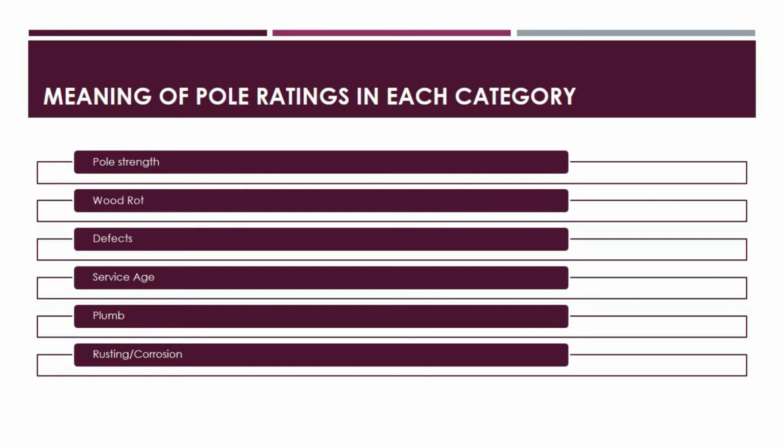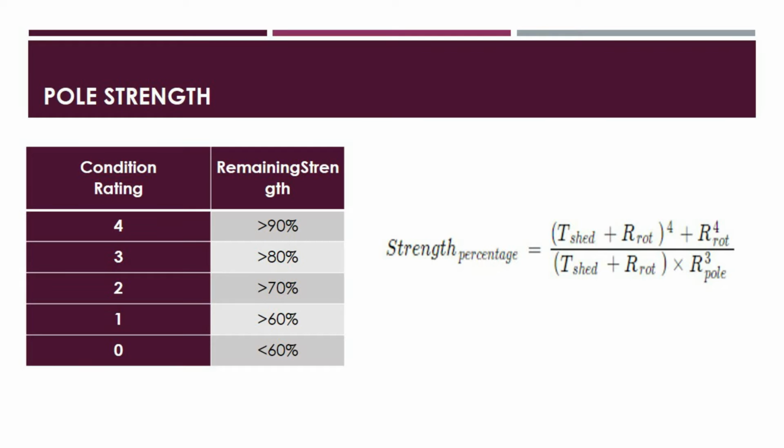Now, with the ratings for poles and any other assets in this course, I will use the rating system from 0 to 4. Let us start with the first category, pole strength.